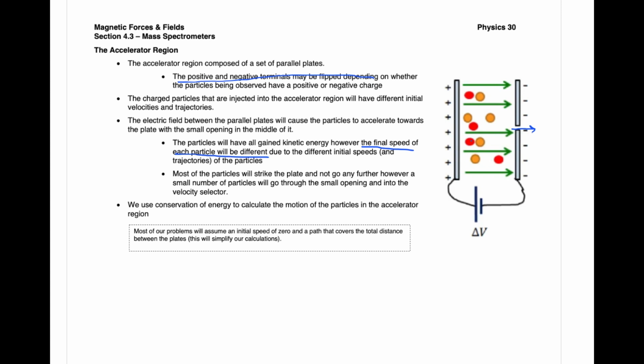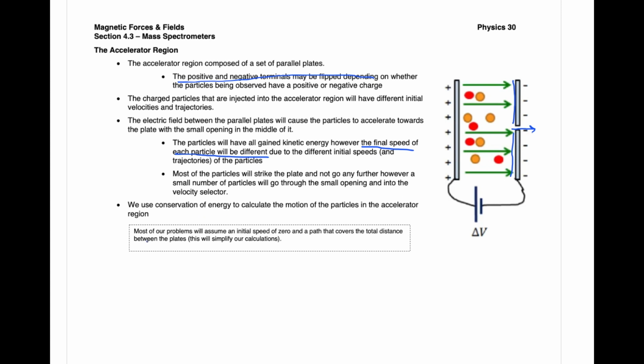Now also, most of the particles aren't actually getting out of here. Any of the particles that strike this upper plate, in this region over here or this region over here, are just going to stop there. It's only a small number that are actually going to go through this gap and then head over to the velocity selector. Now we don't use this region as often to do our calculations. Typically we'll get our speed from our velocity selector.